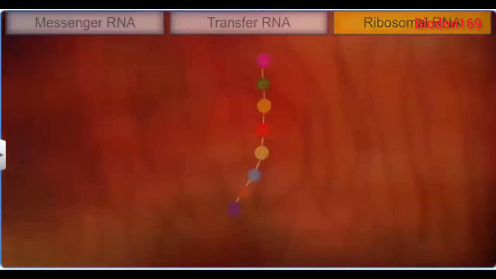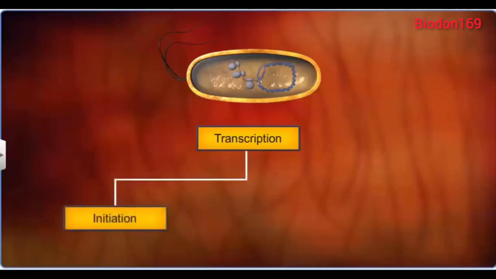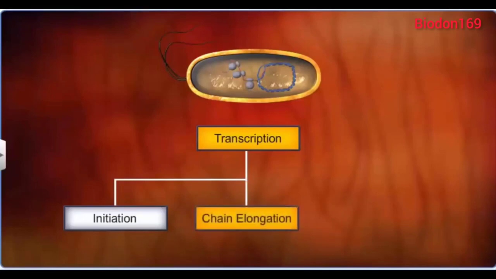Transcription, the first process in protein synthesis, occurs in three stages: initiation, chain elongation, and termination.